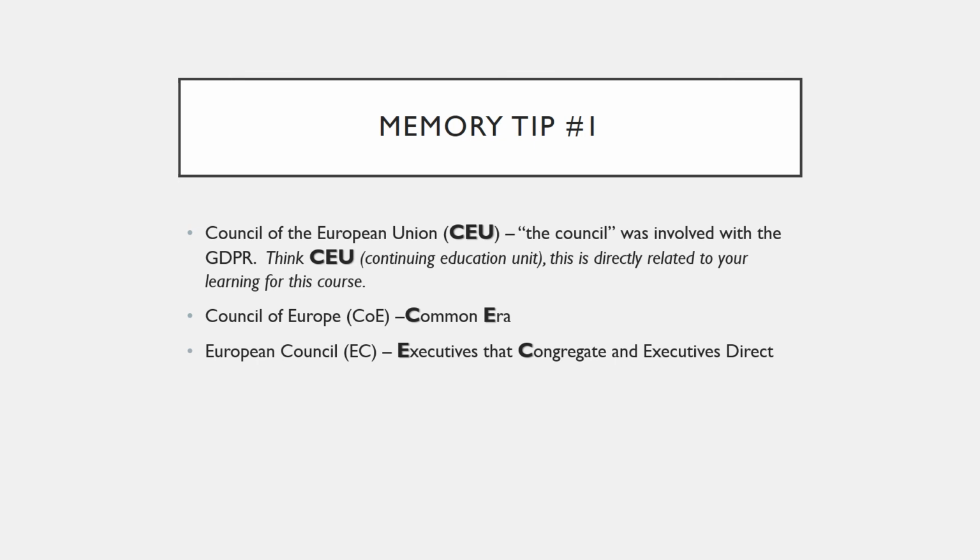Second, Council of Europe has the abbreviation, CE. Remember, Common Era, which will remind you that this had more of a historical role. And finally, the European Council has the abbreviation EC. Remember, executives that congregate, to help you out with that one. You can also remember executives direct, because they set the political direction.